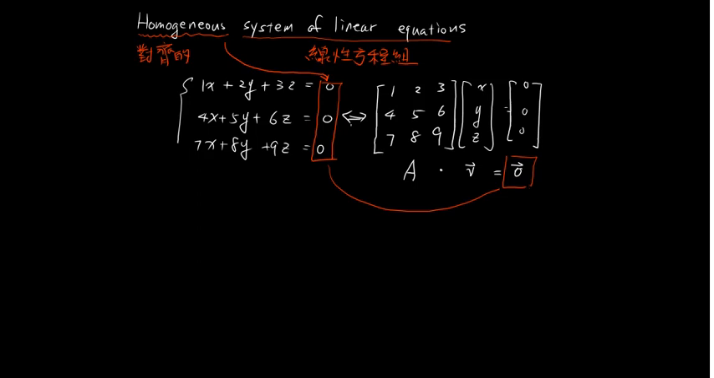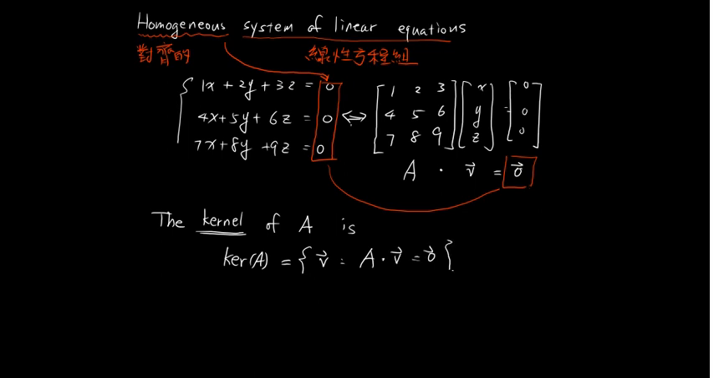Now, let's define the kernel of the matrix A, written as kernel of A. It contains all the vectors V such that A times V is equal to 0. So basically, it is the set of all homogeneous solutions.